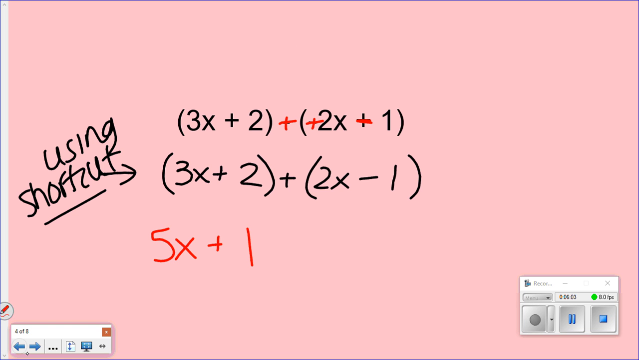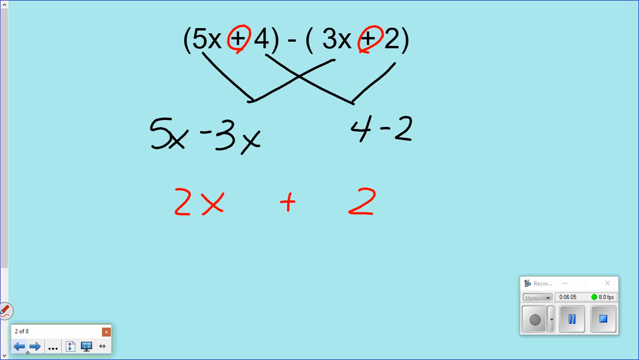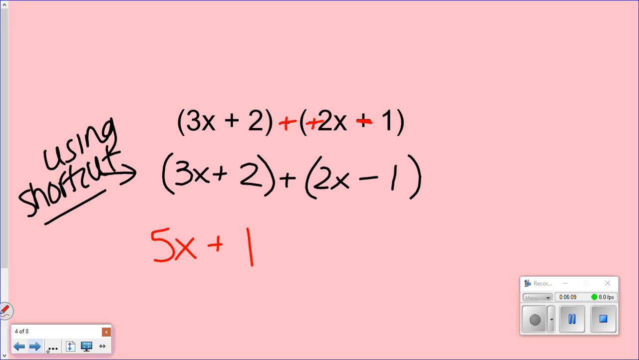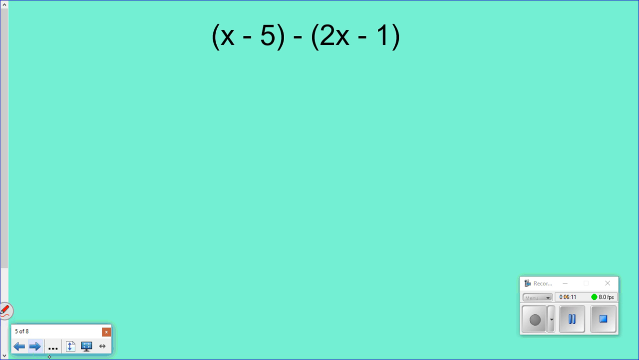So you do you. If you would rather write it out, you can do whatever you want. If you'd rather do this so you can see it, or if you'd rather do the shortcut, it's totally up to you. All right, let's do one more. You do it by yourself. I'm not going to say a word.